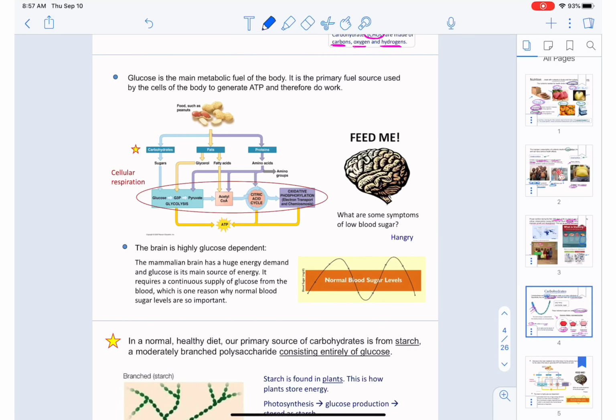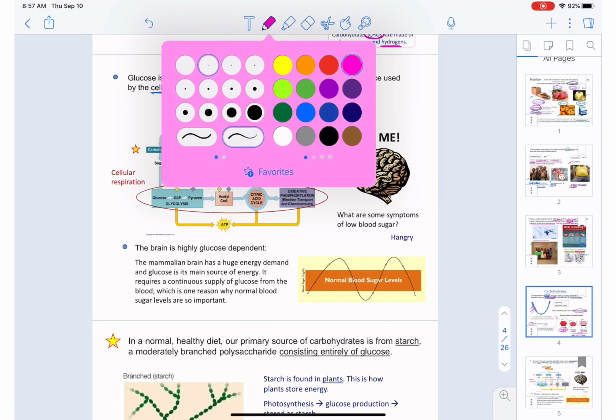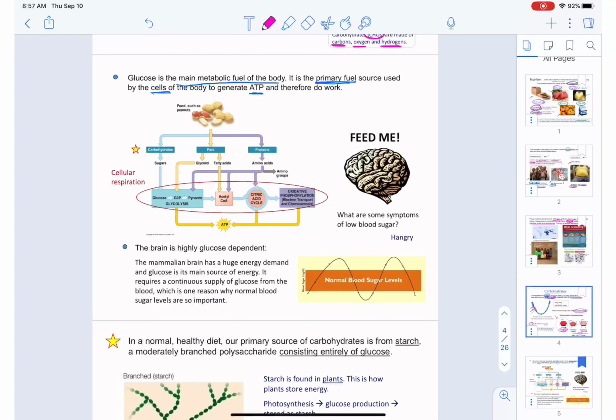So why is glucose so important? Well, glucose is so important because it's the main metabolic fuel of the body. It's the primary fuel that the cells of the body are going to use to generate ATP. And let's take a look at that in this diagram below.